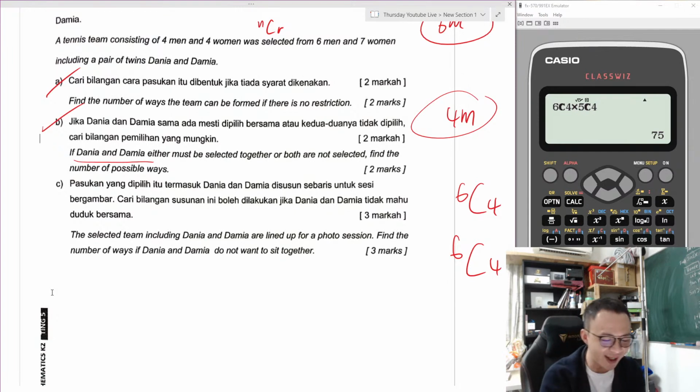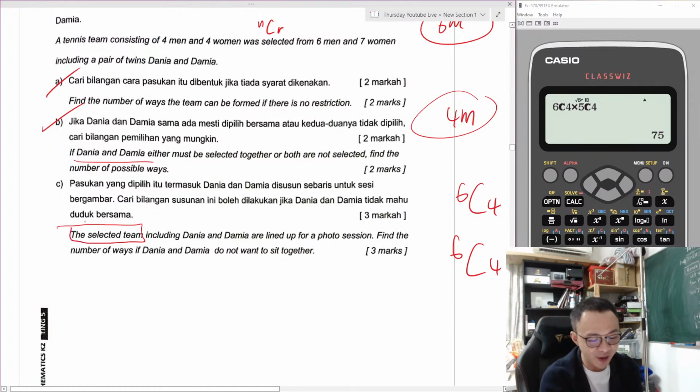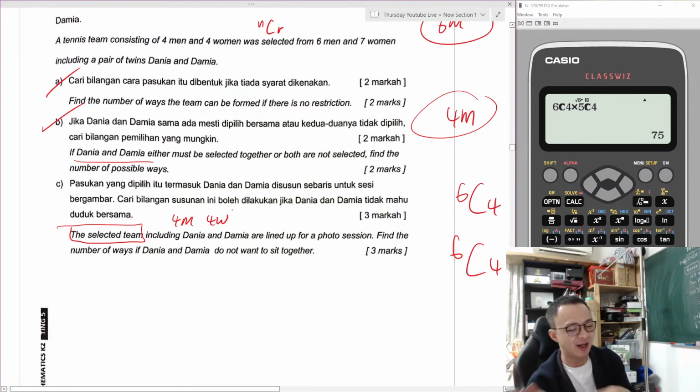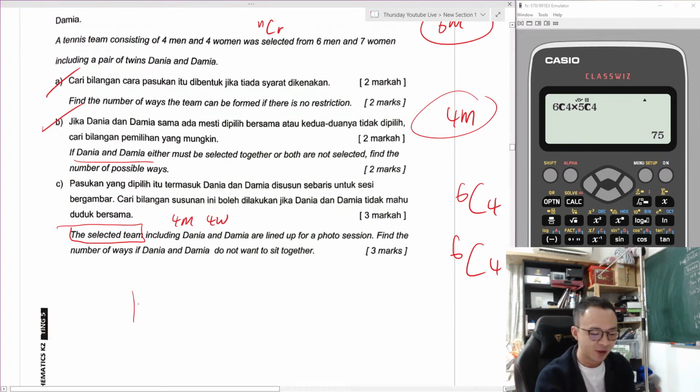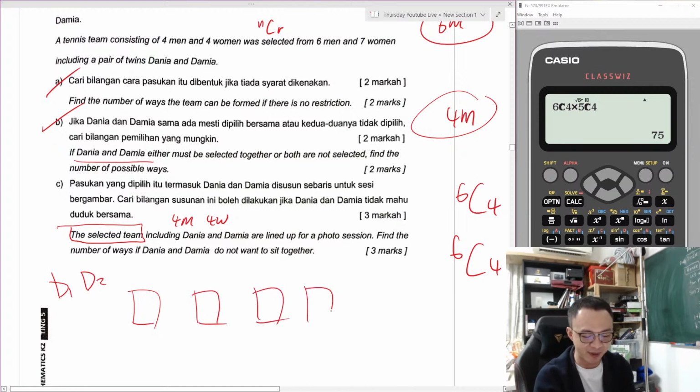Alright, so in this case, we need to know how many of them are actually taking the photo. So the total is the selected team. So over here, I take 4 men and 4 women for the photo session. So find the number of ways if Damia and Dania do not want to sit together. So basically, I will take out D1 and D2. So right now, I have another 6 people already sitting there.